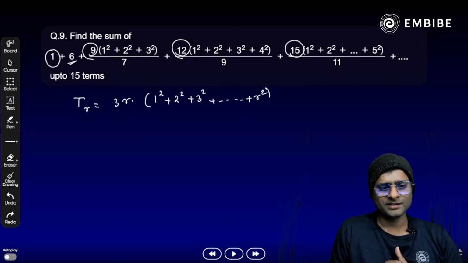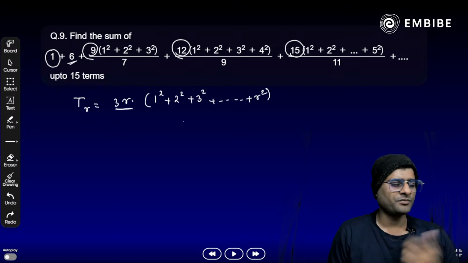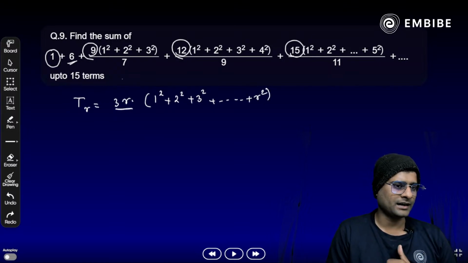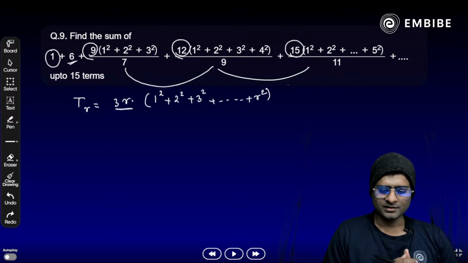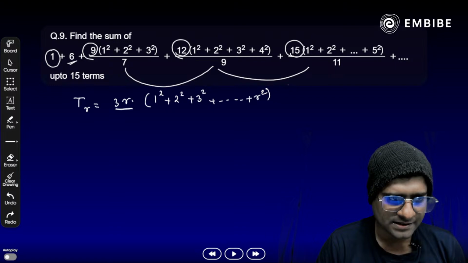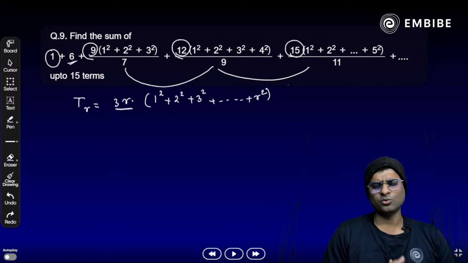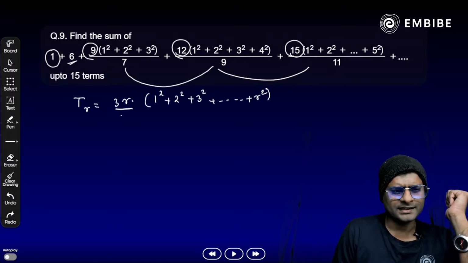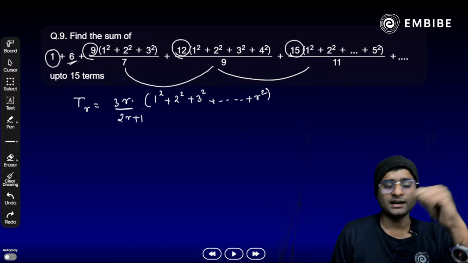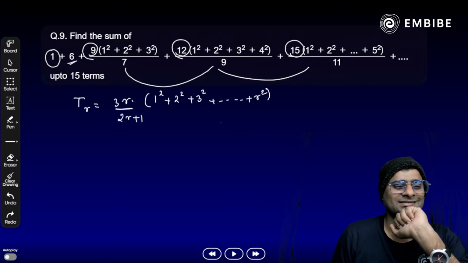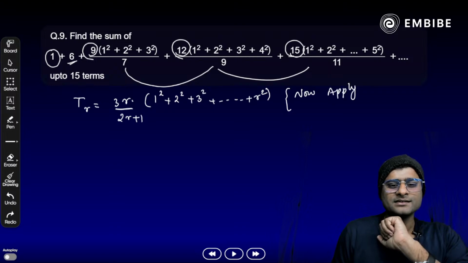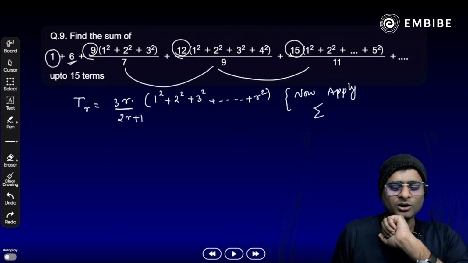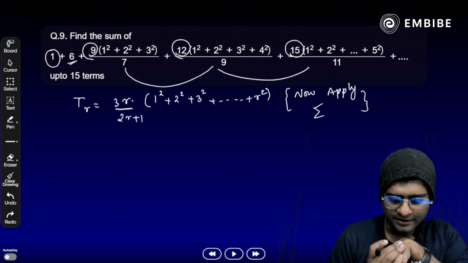correct? Now at the denominator, what should we write? What kind of number do we have here? Like 7, then 9, then 11 here. It's an odd number. Yes, odd number. So can we write 2r plus 1? That is the odd number, 2r plus 1 here. Now apply summation. Exactly. Apply summation, or we can say sigma. Yes, Arya, that is correct.